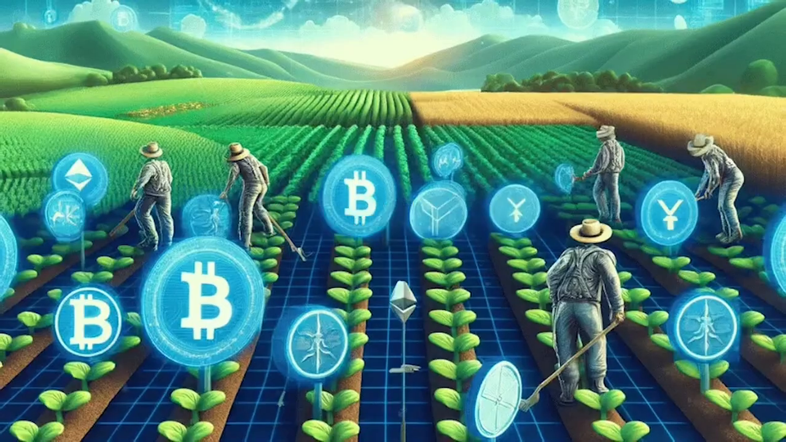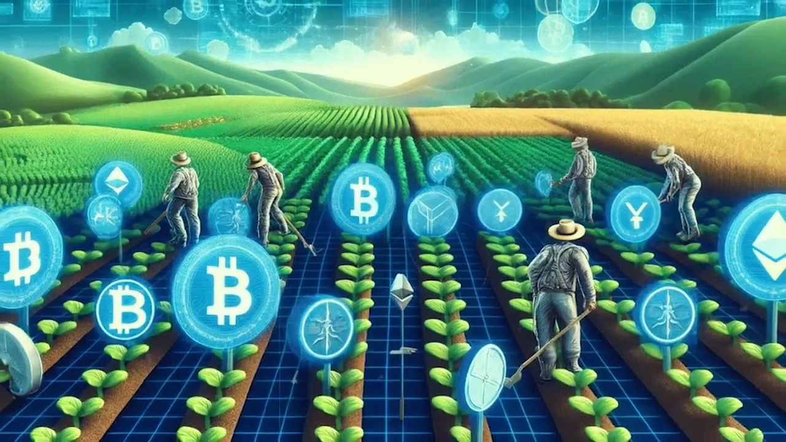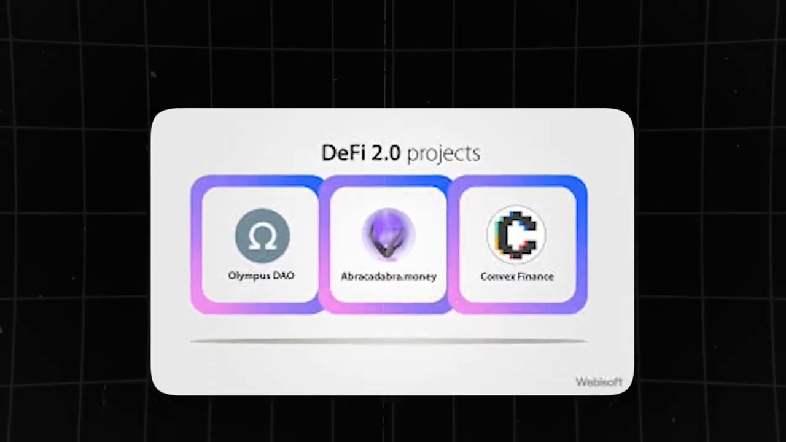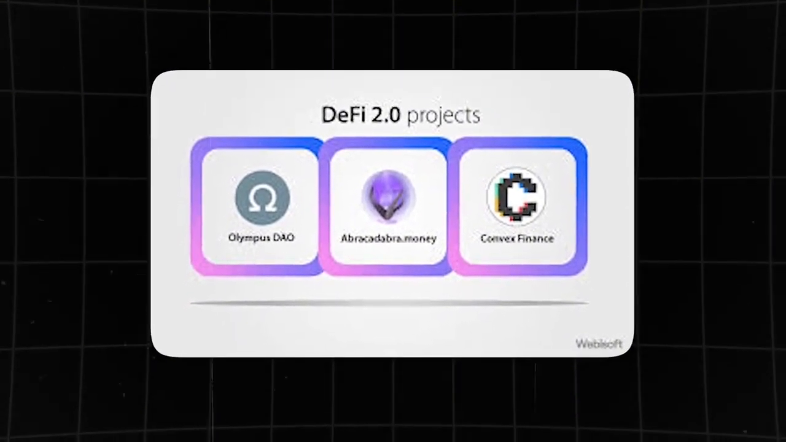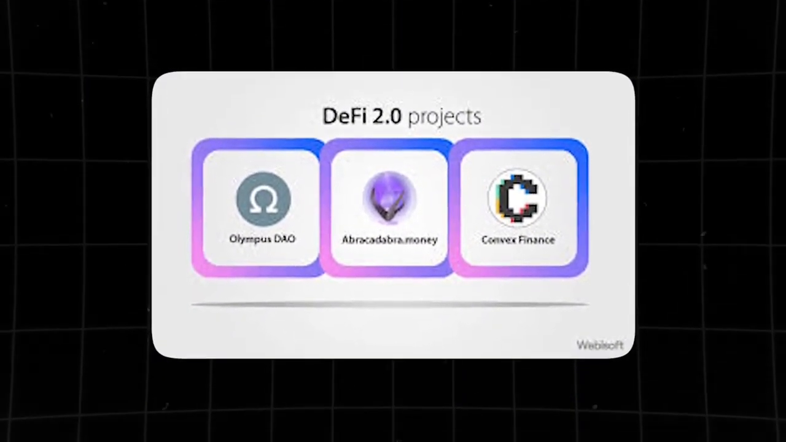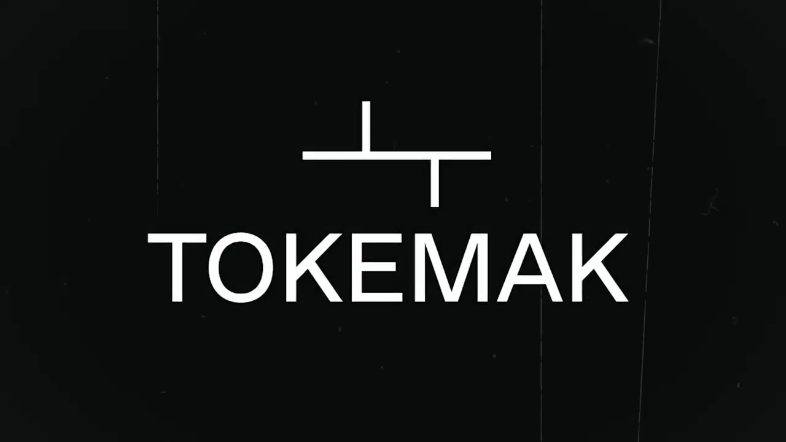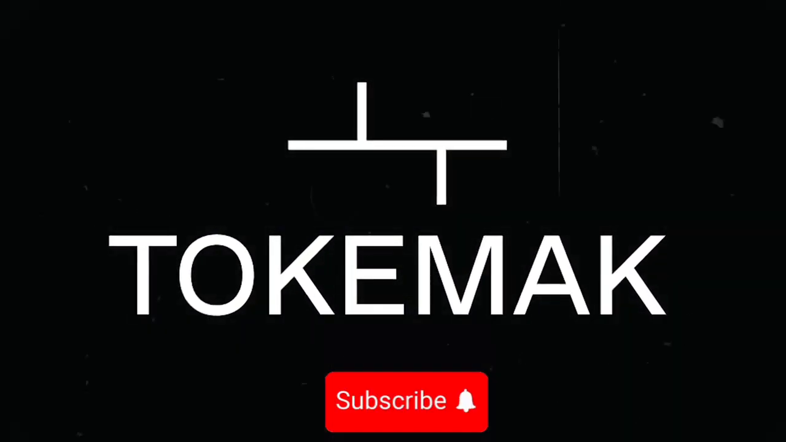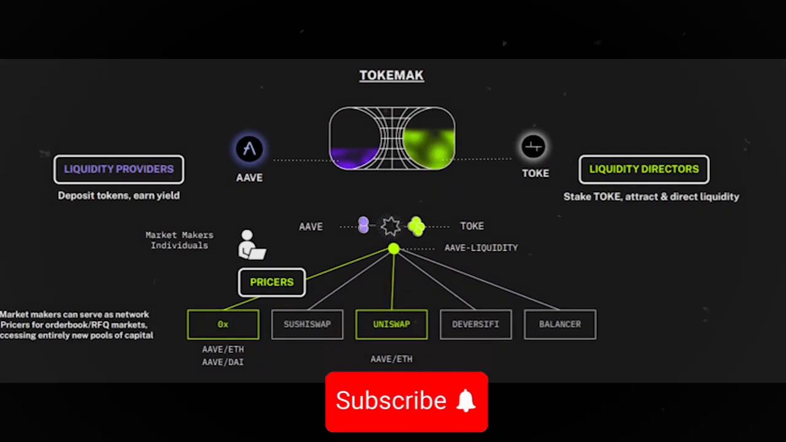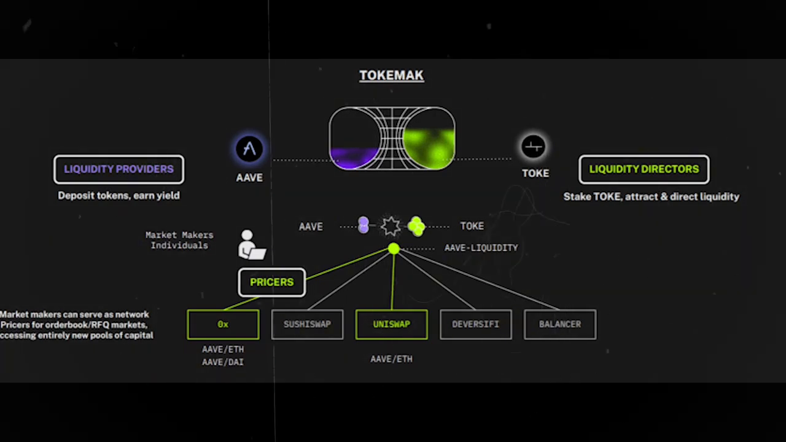Yield farming. The practice of earning rewards by staking assets was popular in DeFi 1.0. However, it often led to unsustainable high APYs. DeFi 2.0 projects are introducing models for sustainable yield farming. Example, Tokemak. Tokemak creates sustainable yield farming by directing liquidity to where it's needed most. It allows protocols to optimize liquidity without high APYs, which drain resources.